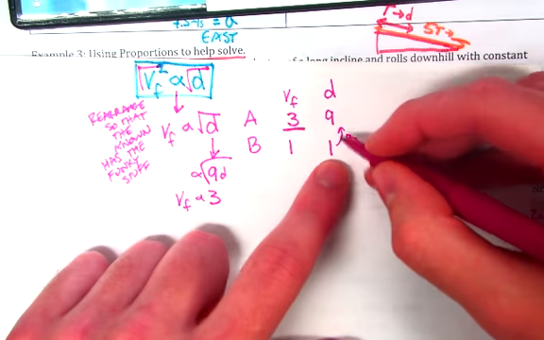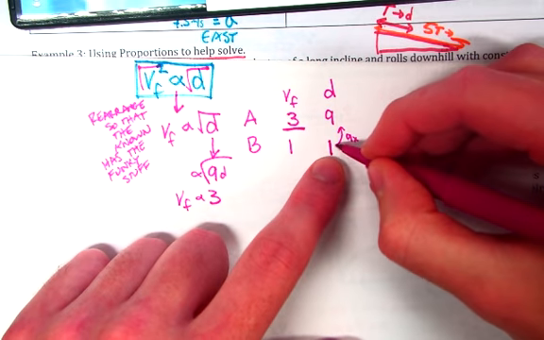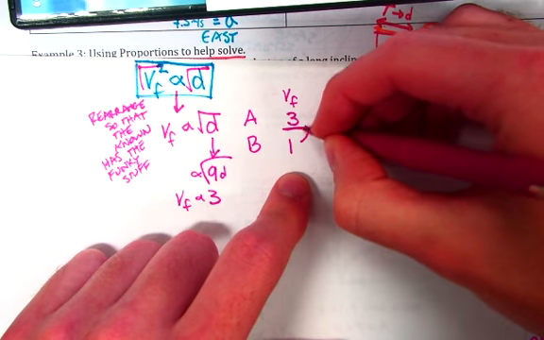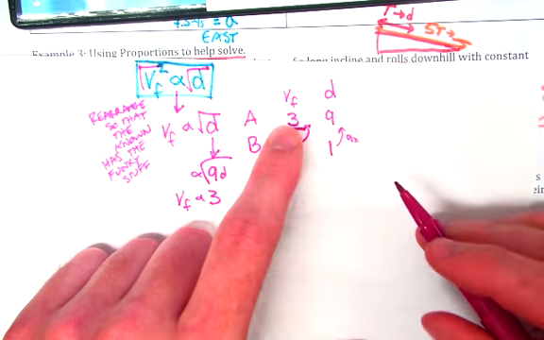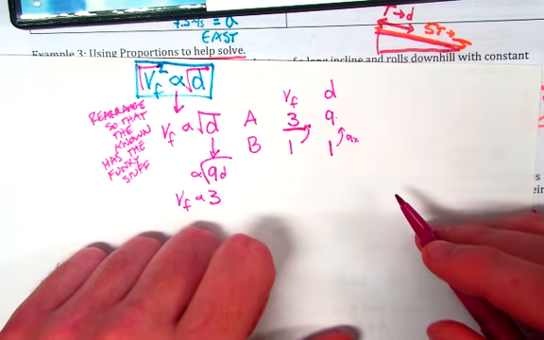So again, here's the relationship. If I had 9 times the distance, then I will have 3 times the final velocity.